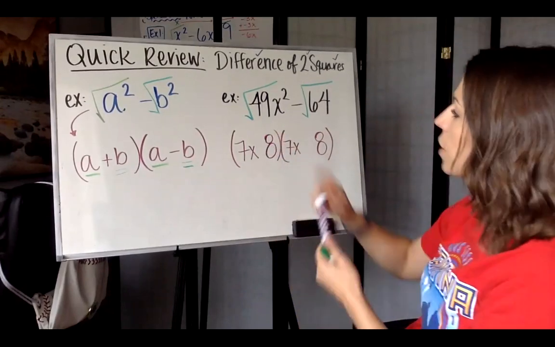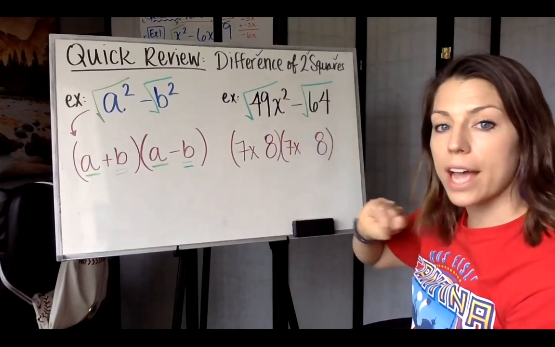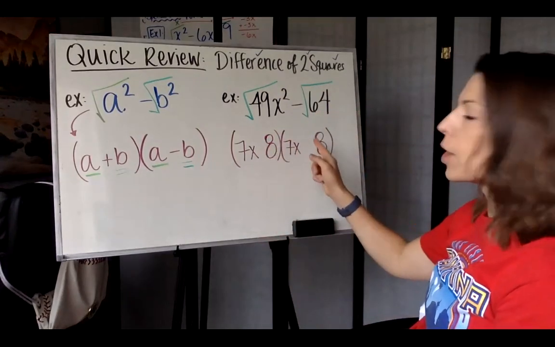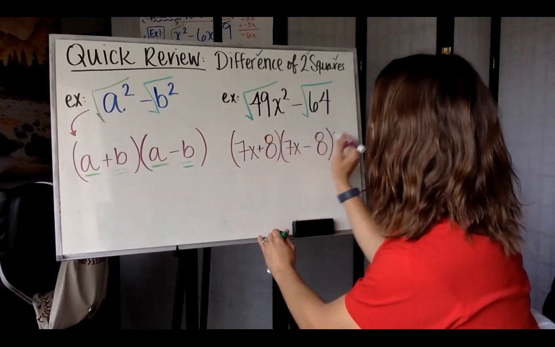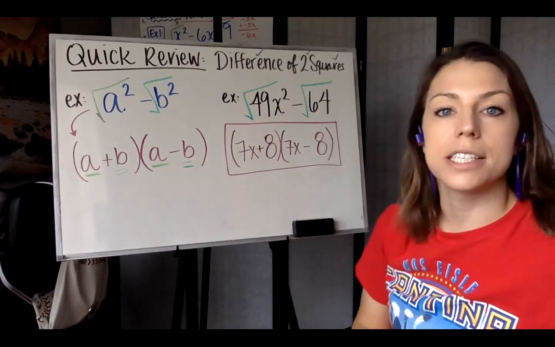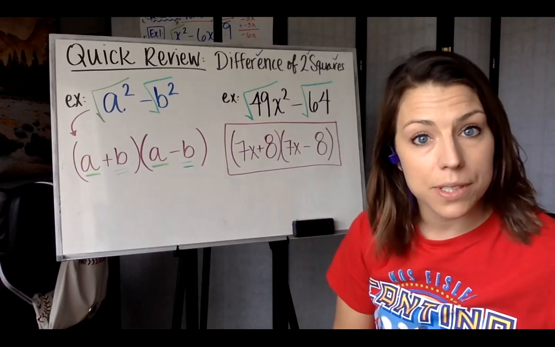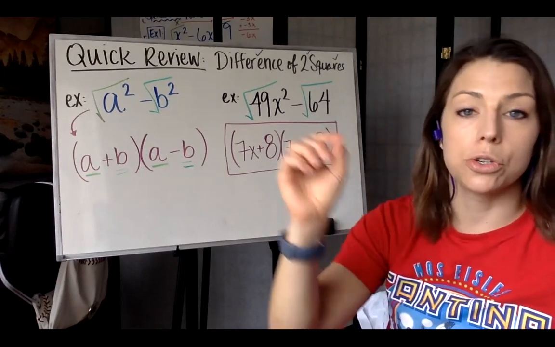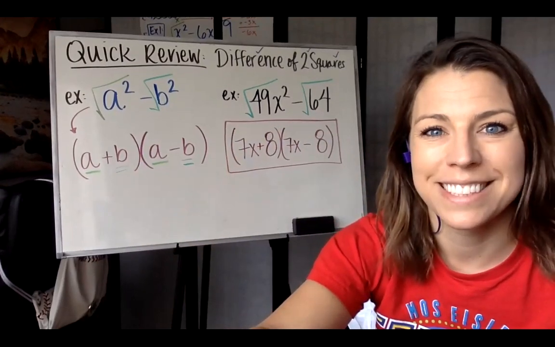Now, there is no middle term. This is a binomial. There's no single x term. So that means that is a 0. So how do I get 0 using two 8s? I make one of them positive and one of them negative. And that is how you factor a difference of two squares. We're going to go over additional examples later on in the video, but for now, we're going to go into perfect square trinomials and then additional examples later on.